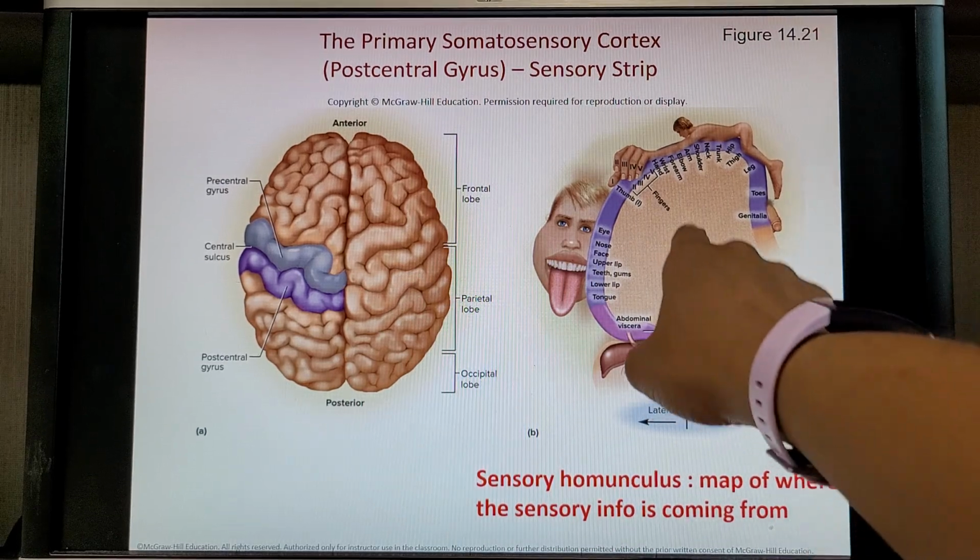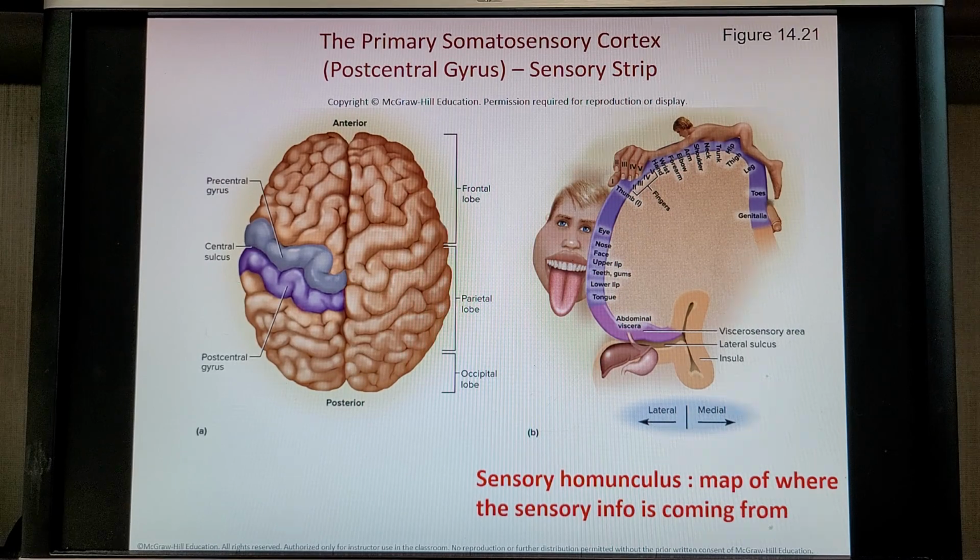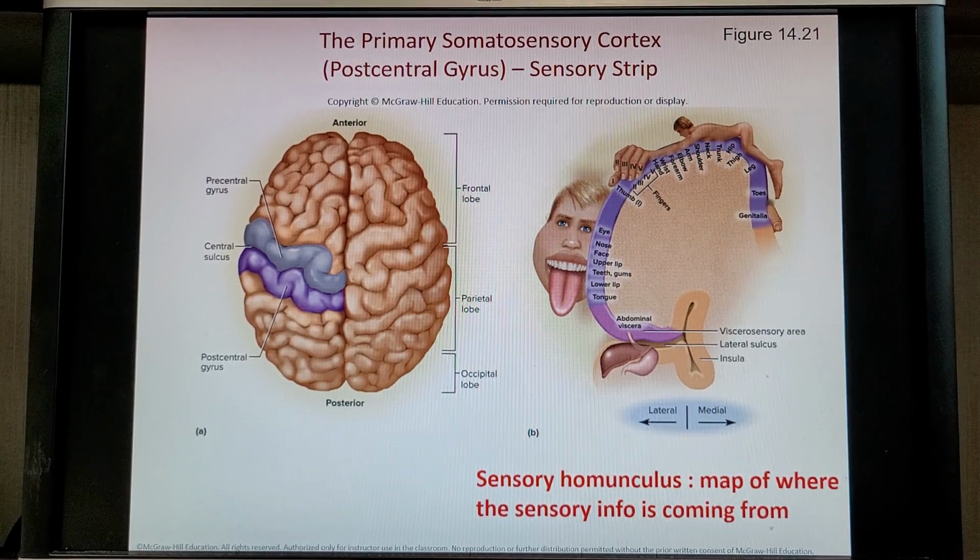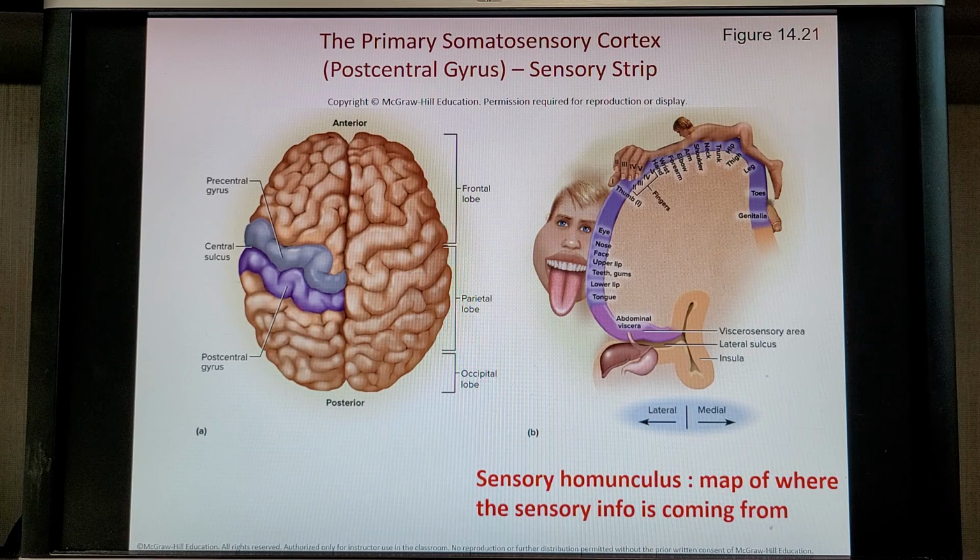Other sensory areas, your face is very sensitive, so that's why it's like this bloated head region, because it just has more representation. Your face is sensitive. That's why babies just put their mouths all over everything, because that's a good area of getting information in by just sticking it in their mouth.